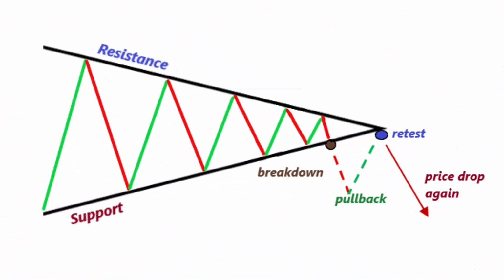The second case occurs when a pullback and retest form after the breakdown. Price breaks below support, pulls back briefly, tests the former support as resistance, and then continues its downward move.